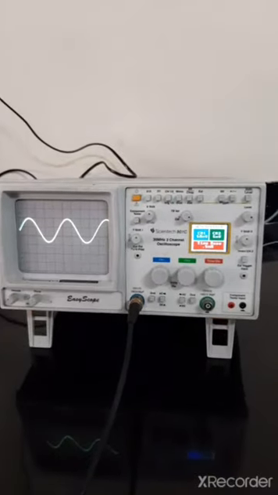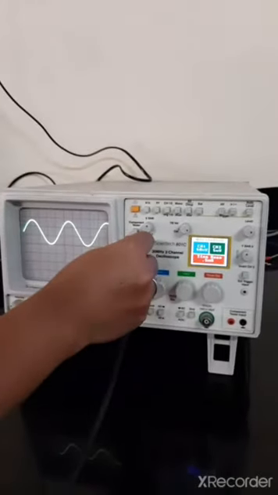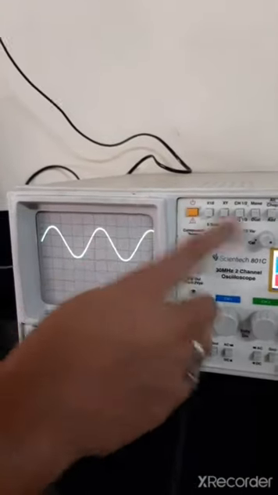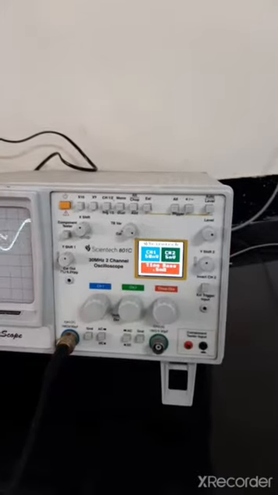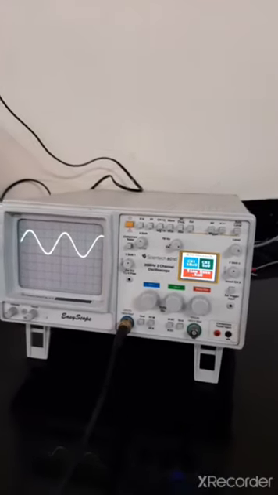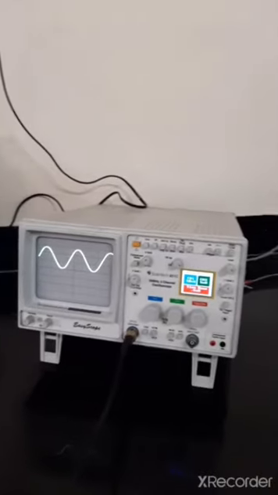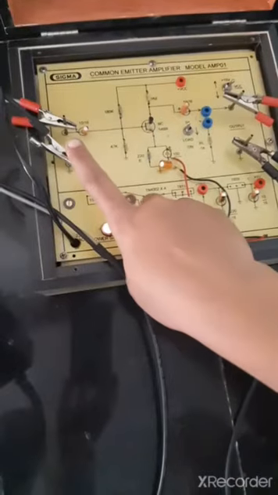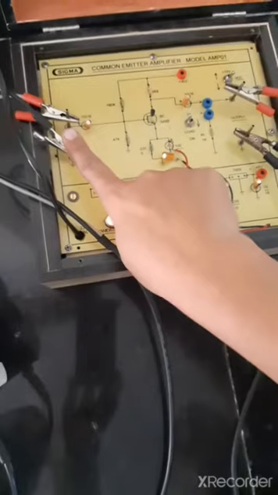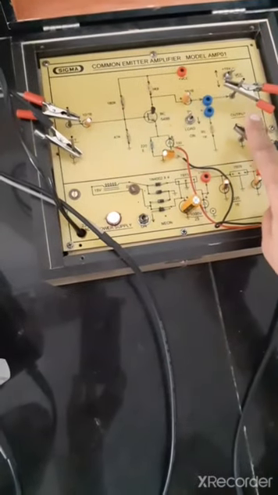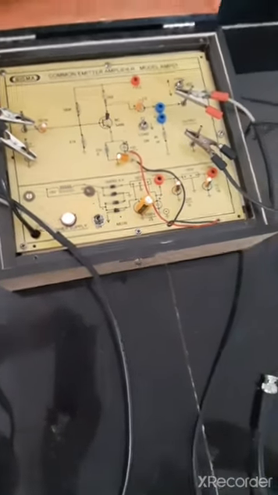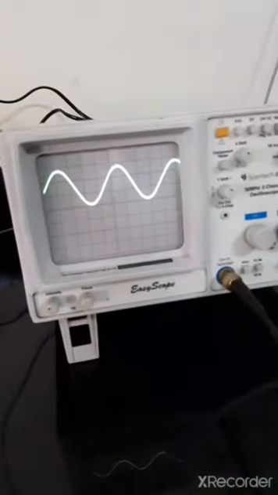See here, now we get the output. Measure the blocks: 1, 2, approximately 3. 3 multiplied by 50 millivolts means we get 150 millivolts as the output. That means when we apply 20 millivolts as the input, we get an amplified signal of 150 millivolts as the output. Means your small signal gets magnified, or its amplitude gets increased.